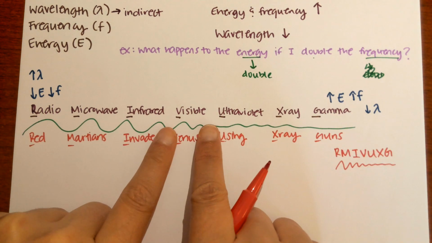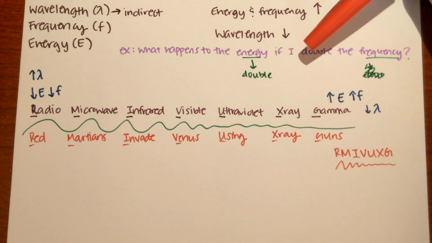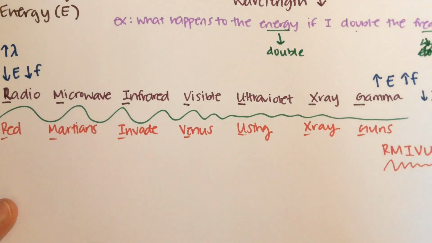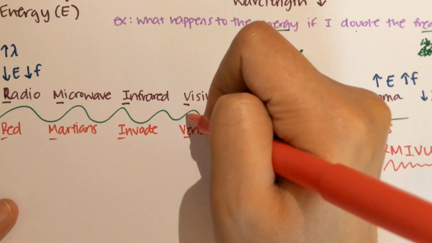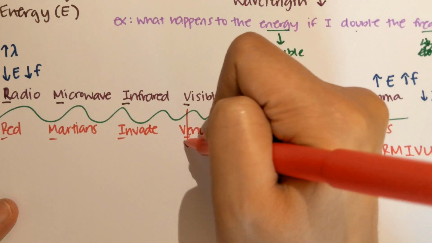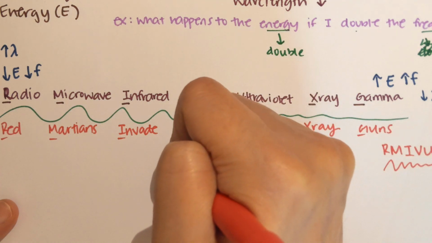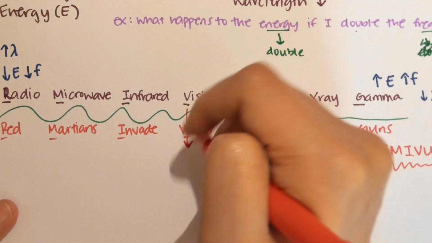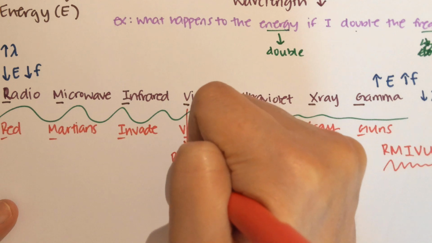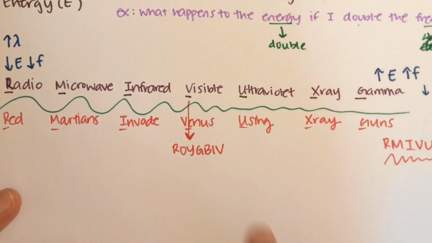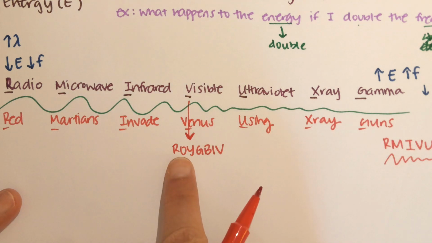All right. And when I zoom in now to visible light, visible light is the only radiation type that we can actually see with our eyes. So these are all the colors that we see. And the colors that we see are ROYGBIV, so that's the colors of the rainbow: red, orange, yellow, green, blue, indigo, violet. And indigo is just between blue and violet.